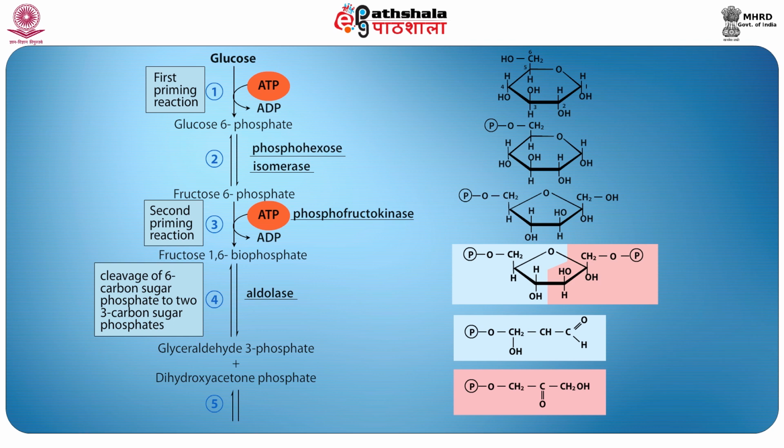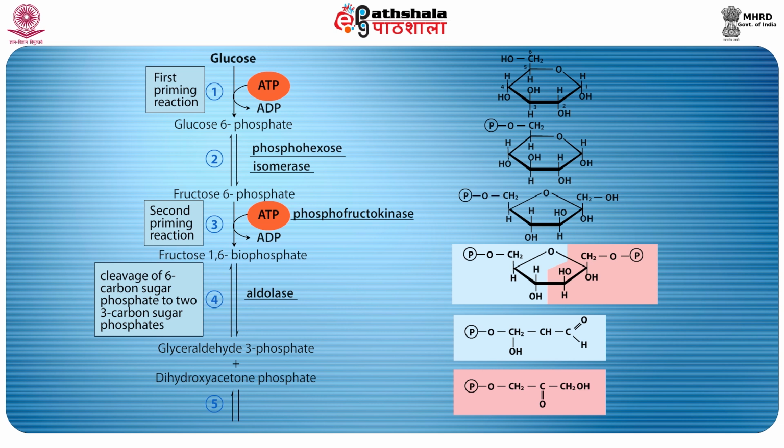First is the priming stage. Reactions 1 to 3 consist of a phosphorylation, which is done by a kinase, an isomerization, and a second phosphorylation again by a kinase. The strategy here is to trap the glucose inside the cell and form a compound that can be readily cleaved into symmetrical phosphorylated 3 carbon units.